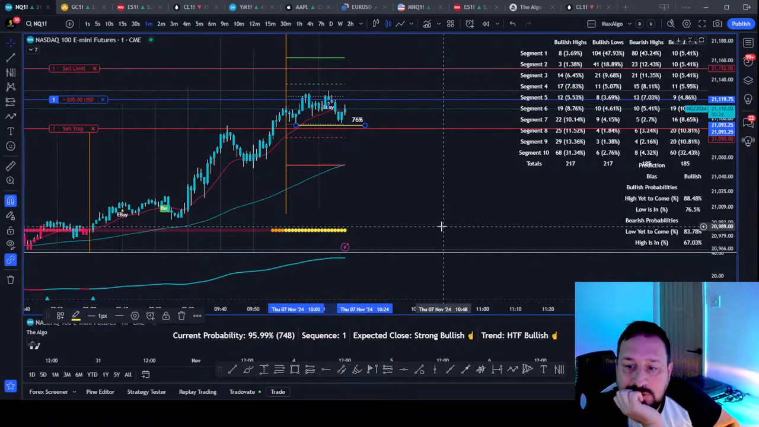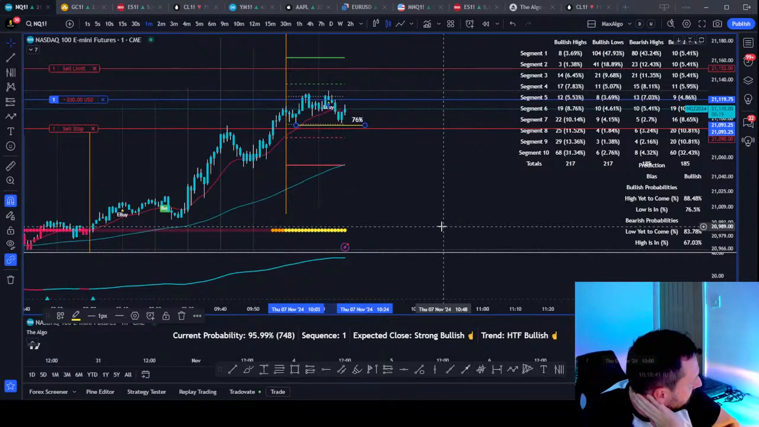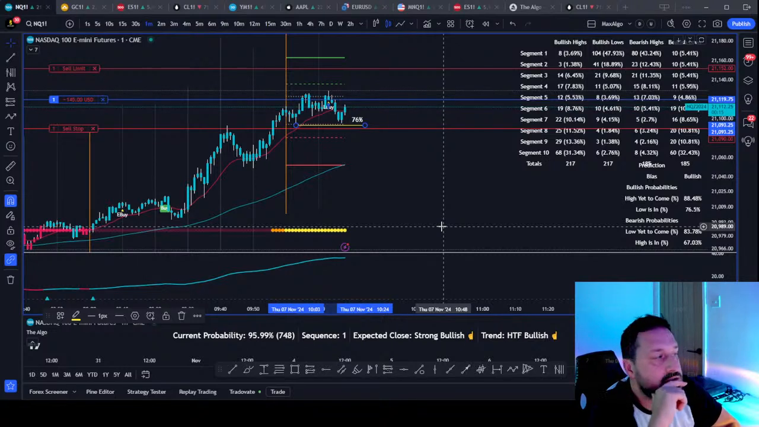The 50% would have been a nice entry. It is an early indicator. I don't often, as you know, I don't often have the early ones on. I like to wait for the main signals.